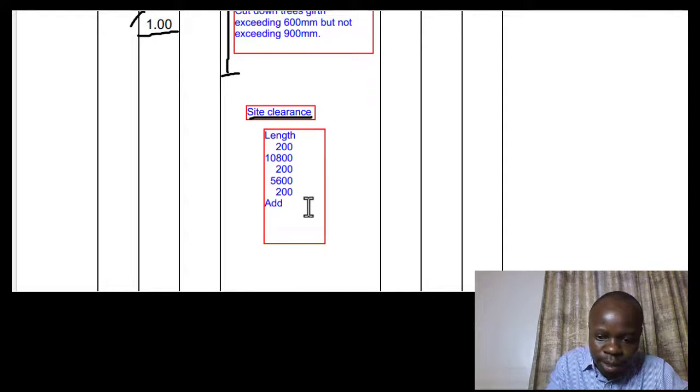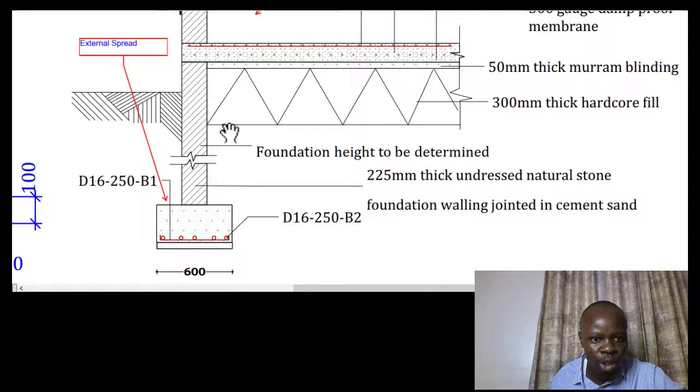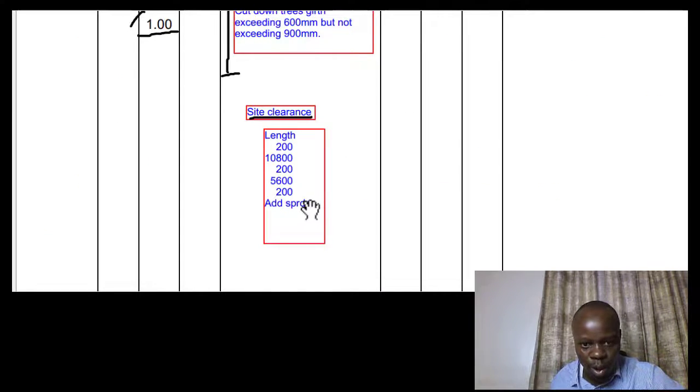So we add spreads. For us to add spreads, how do you get those spreads that we are talking about? You go to the detail, the spread footing detail, and then you take 600 minus the wall, then you divide by 2. That is how you get your spreads.